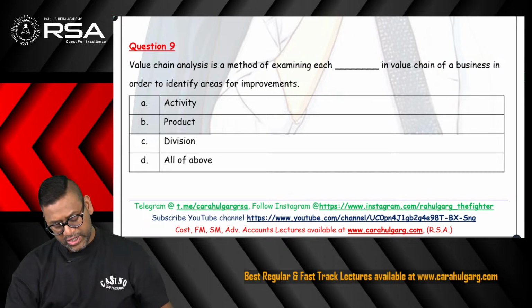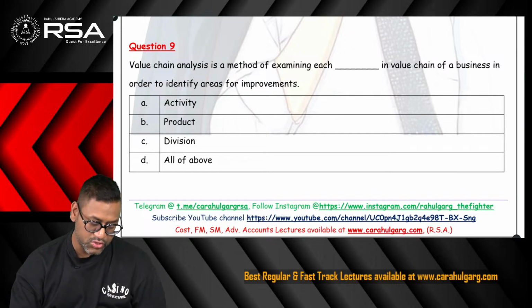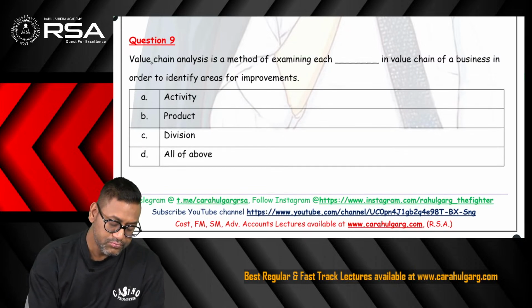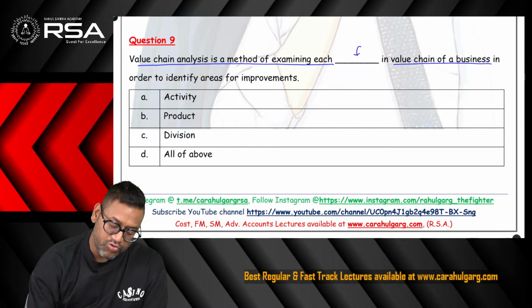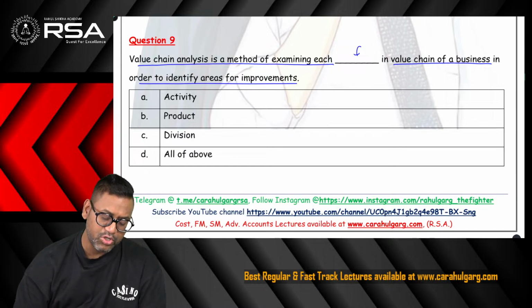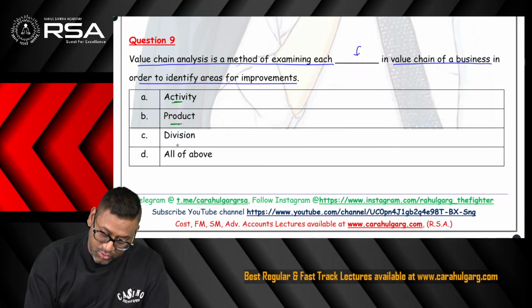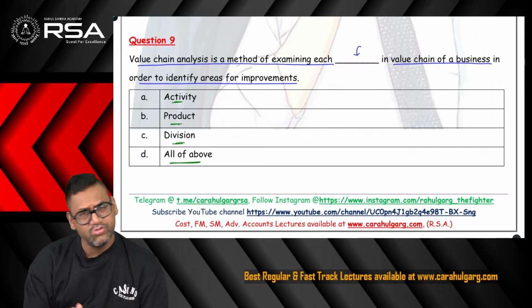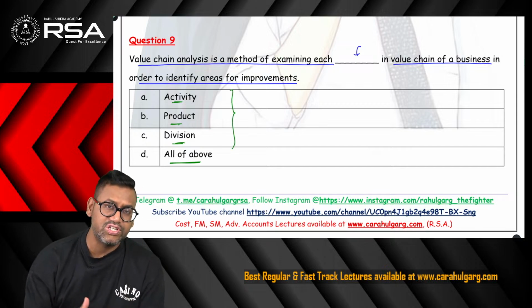Again, Michael Porter gave one good theory which was called the value chain analysis. So this question is based on that. Value chain analysis is a method of examining each dash in value chain of a business in order to identify the areas of improvement. It says either each activity or each product or each division, or all of the above. You can do activity analysis, product analysis and division analysis as well.